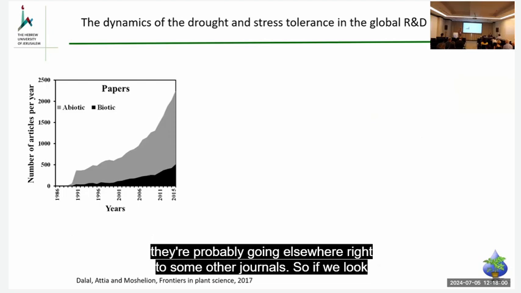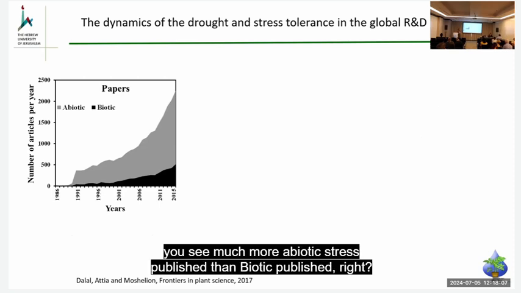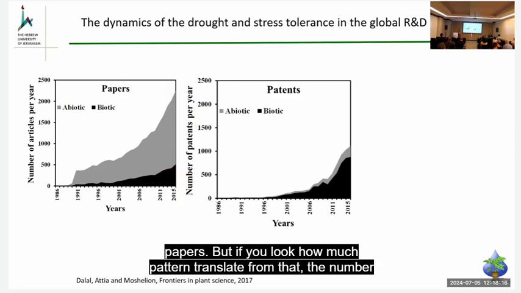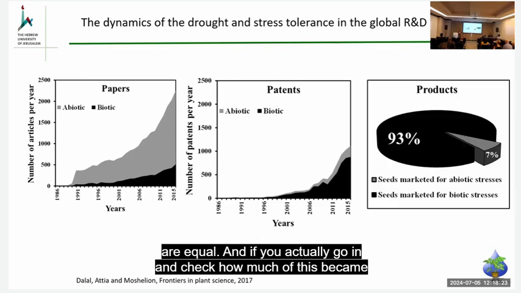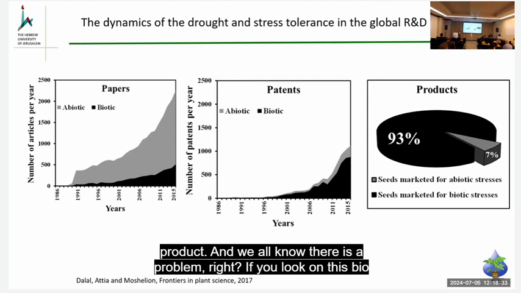So if we look at general publishing, you can see that in global publishing, much more abiotic stress is published than biotic stress, right? In gray, you can see the abiotic papers, and in black, the biotic papers. But if you look at how many patents translate from it, the numbers are equal. And if you actually check how much of this became product, only 7% of the abiotic related germplasm and so on became a real product.